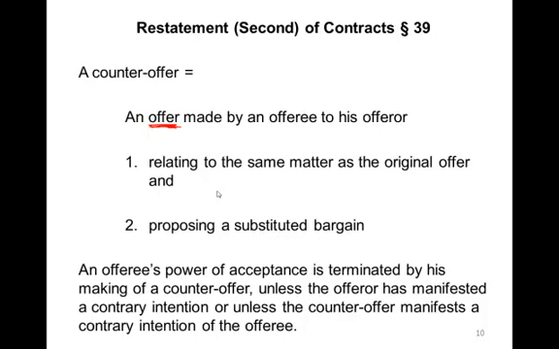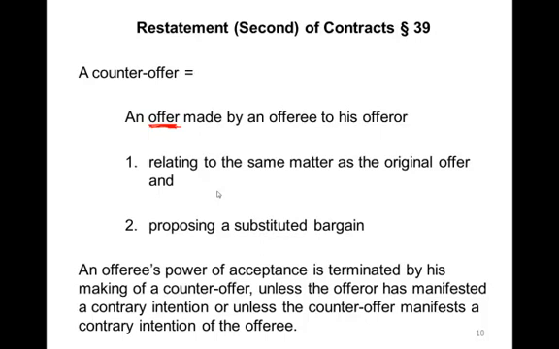What happens is an offeree's power of acceptance is terminated by making of a counteroffer unless the offeror has manifested a contrary intention. So that means that when I make the offer to you, you can say, hey, I do this for you. I paint your house for $3,000. What do you think about that? If you tell me a different price, it doesn't kill my price. It keeps it still alive. I've made it clear to you that I don't want your counteroffer to eliminate my offer.